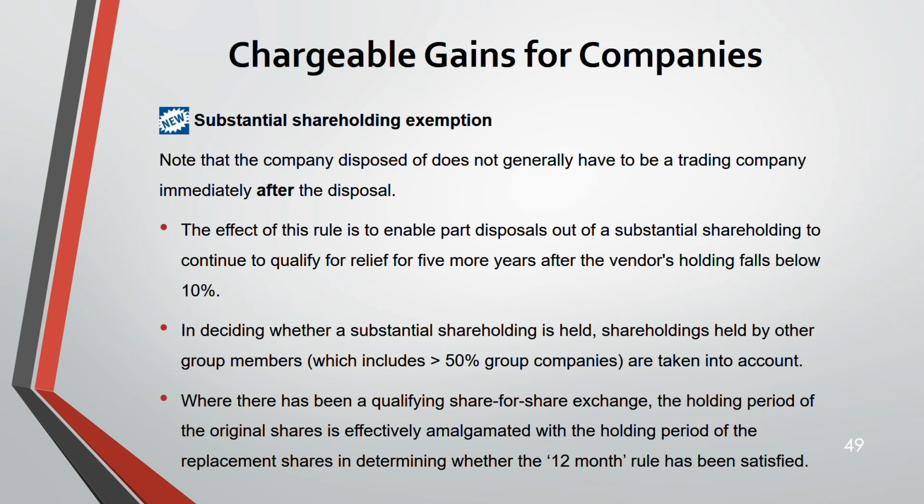then the holding period of the original share is amalgamated with the holding period of the replacement share in determining the 12-month period. That means when you're holding a share and you are replacing it with another share, the holding period of the original share and the replacement share are added together, and it is taken into account to determine whether you have met the 12-month rule or not.